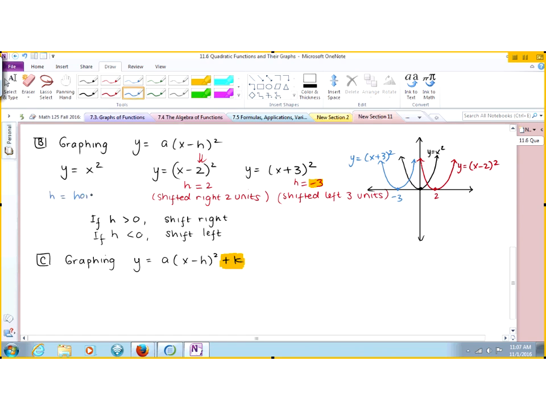Move up or down. Yeah. So h here is the horizontal shift. Horizontal means left and right. Right? And then what about k? K is the vertical shift, meaning up and down. Vertical is up and down. So for example, this is my basic graph, y equals x squared. But I want to graph y equals (x minus 3) squared plus 2.